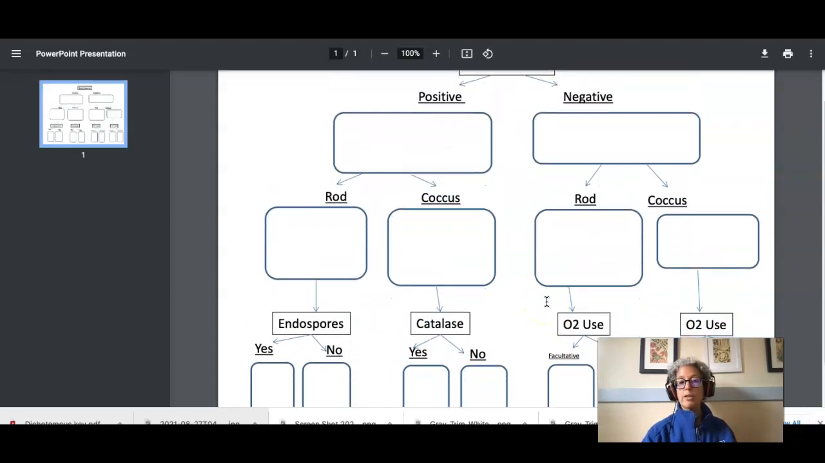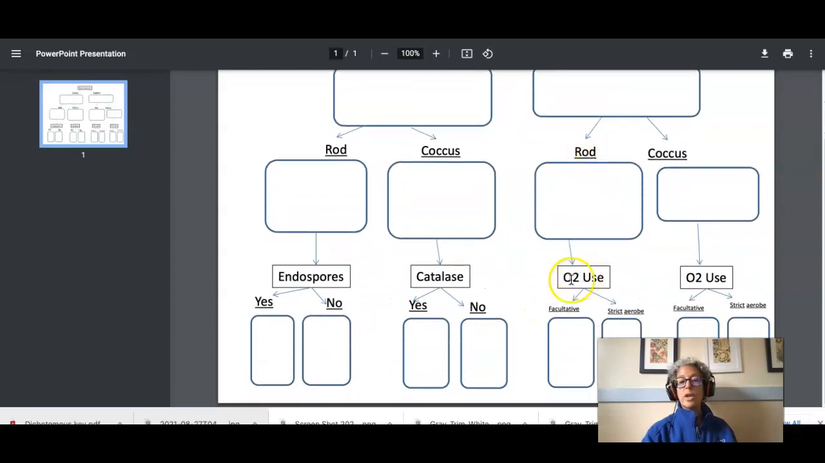Then for our gram-negative rods, do they use oxygen in a facultative way, meaning they can grow with or without oxygen, or are they a strict aerobe? And then since there were no gram-negative coccus-shaped bacteria, this whole side will no longer be relevant.